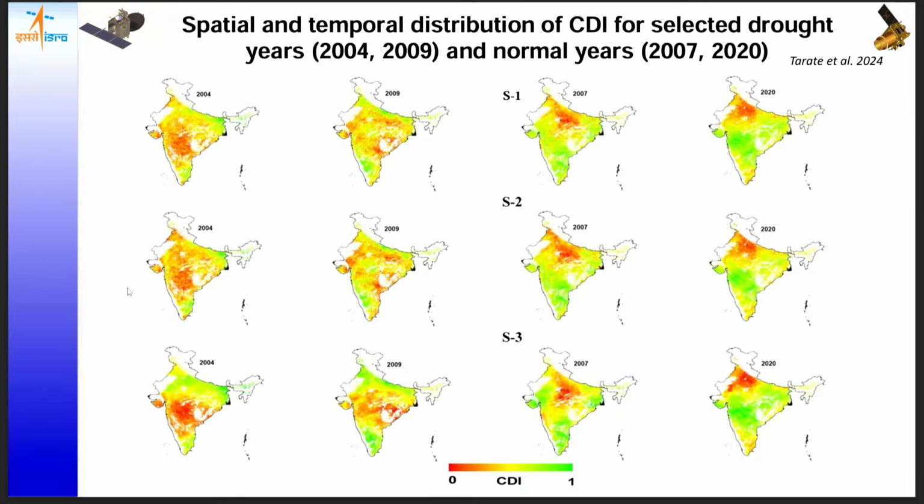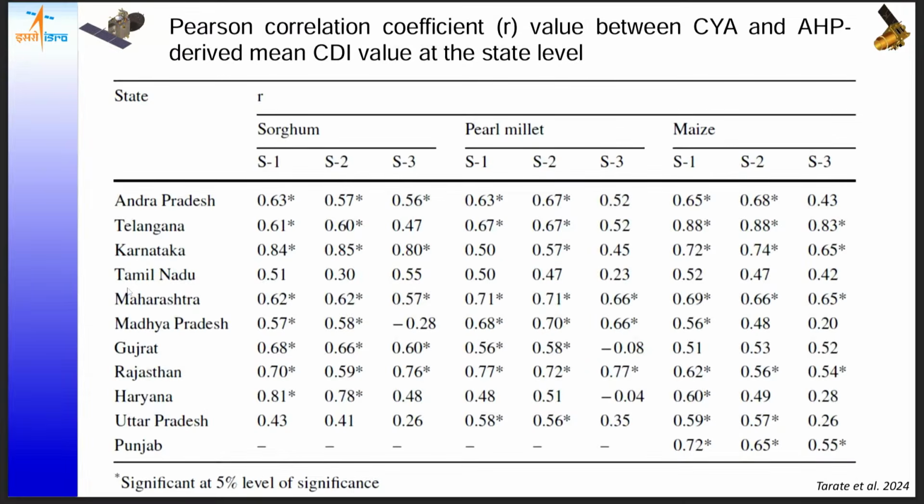So we can easily differentiate, even with scenarios 1, 2, and 3, and the distribution clearly defines the drought conditions at the pan India level, where major parts of our country's agricultural landscape were affected by drought in 2004 and 2009, while in 2007 and 2020, although drought conditions were there, they were limited to certain areas only.